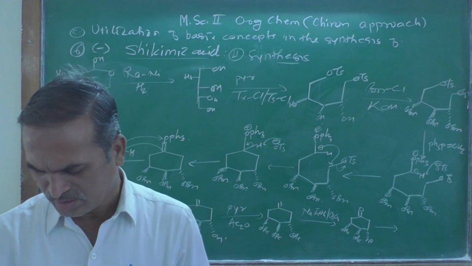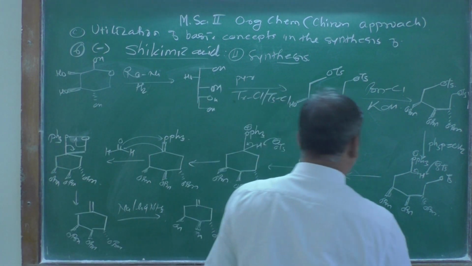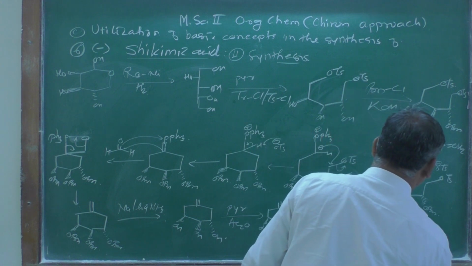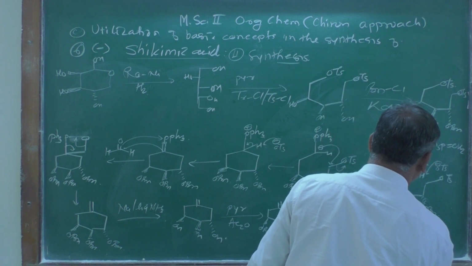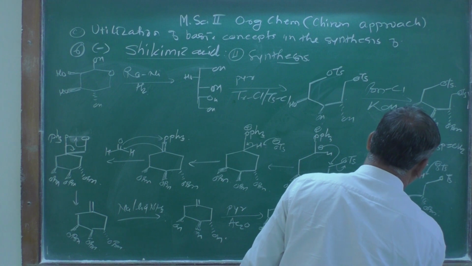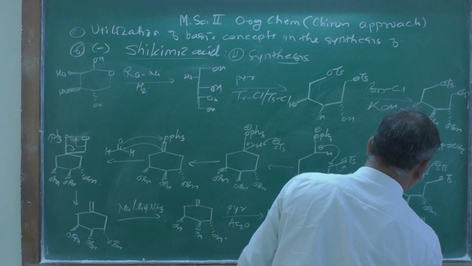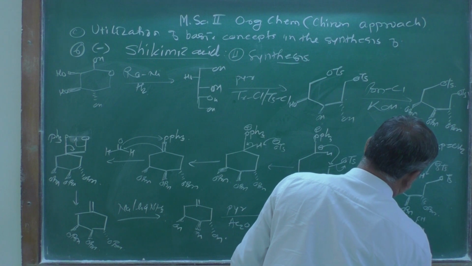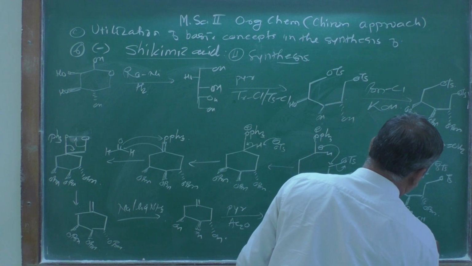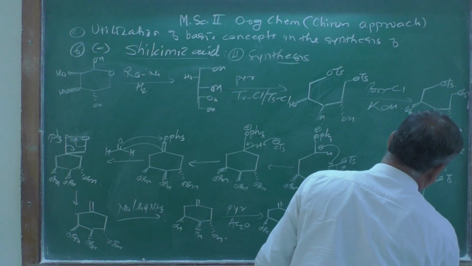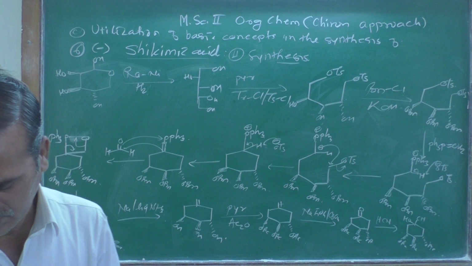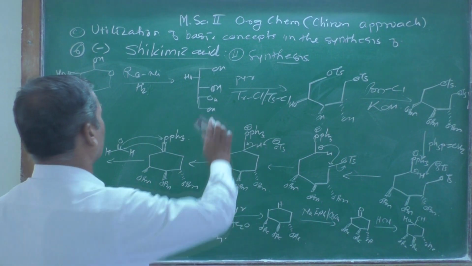After that you can treat this compound with hydrogen cyanide, and you will get a cyanohydrin derivative, and the derivative is like this: CN, OH. The other things remain as OAc. This also remains as OAc dash dash dash OAc.